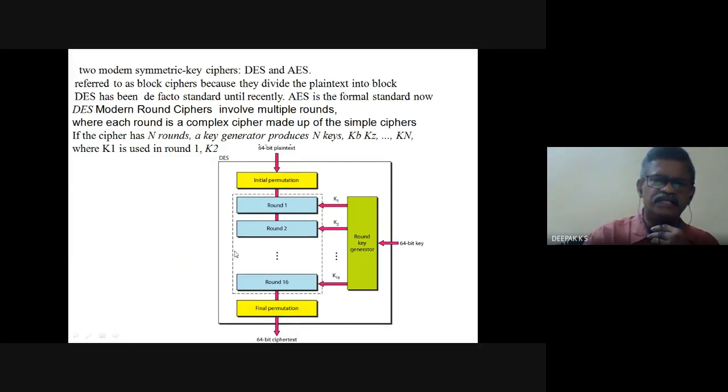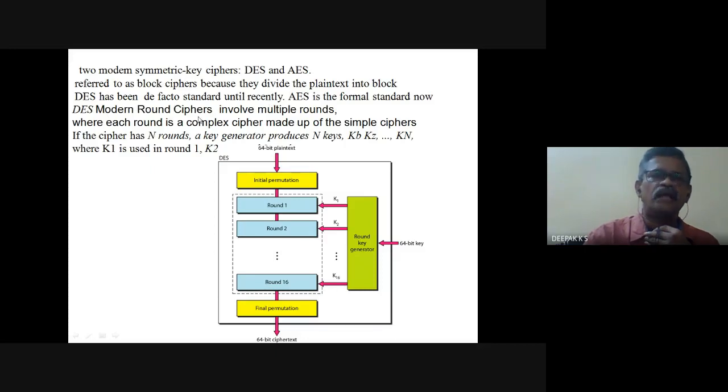This is a little bit advanced version. We come to AES later. These are called block ciphers. They divide plain text into blocks. Now DES was the de facto standard. De facto means they evolved and naturally became the industry standard. Someone starts it and everyone accepts it, and that somehow becomes the standard. That's the de facto standard. Now AES has taken over as the formal standard. So this is the Data Encryption Standard.